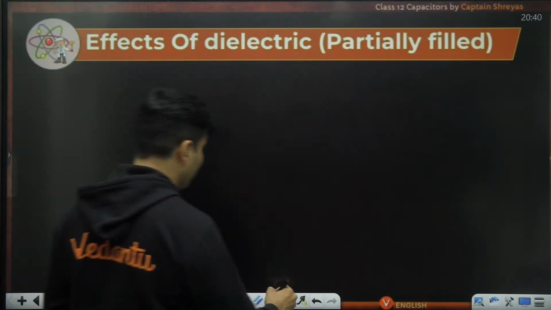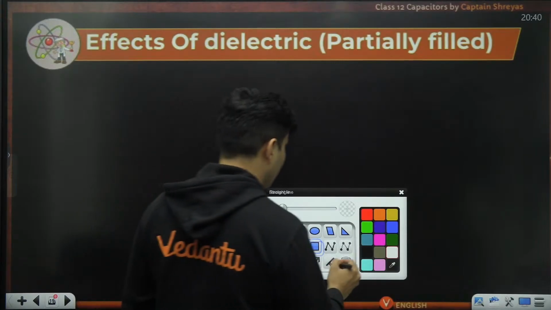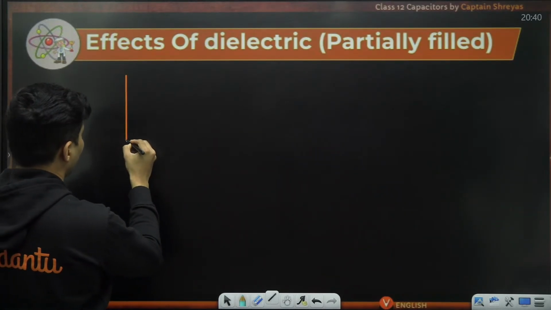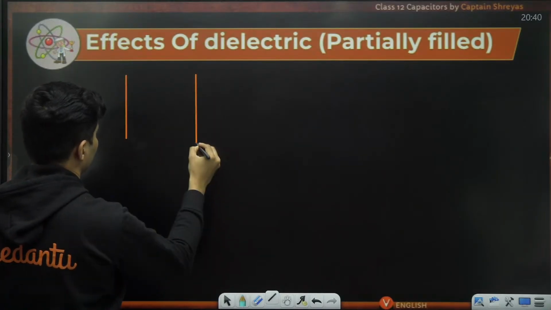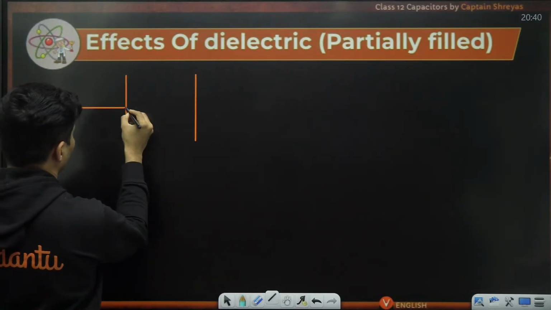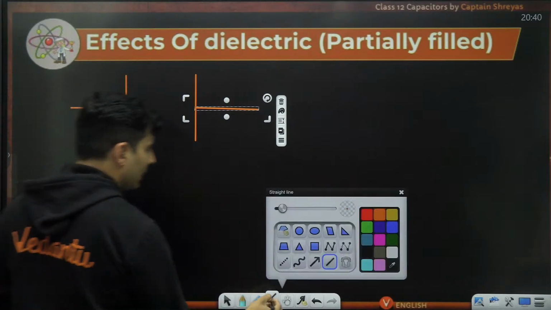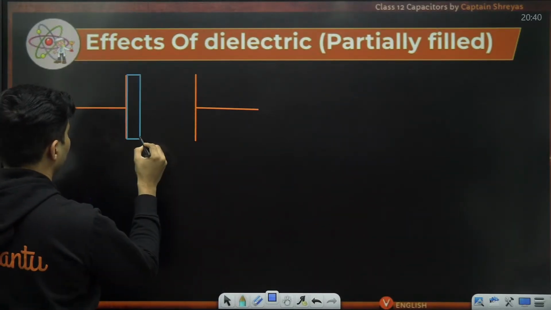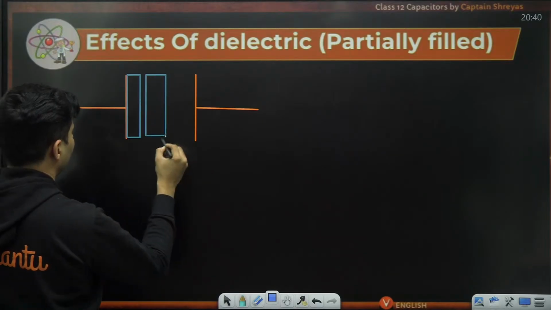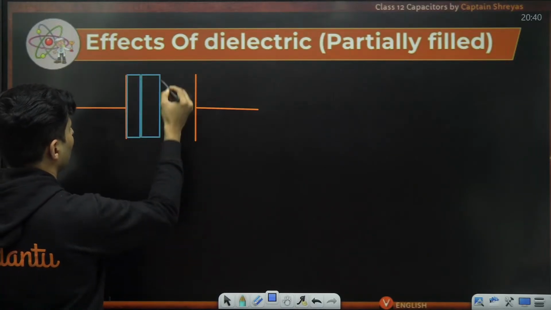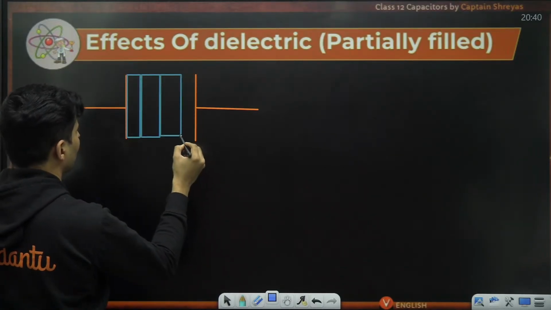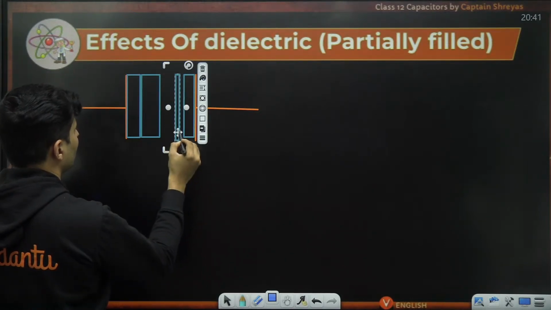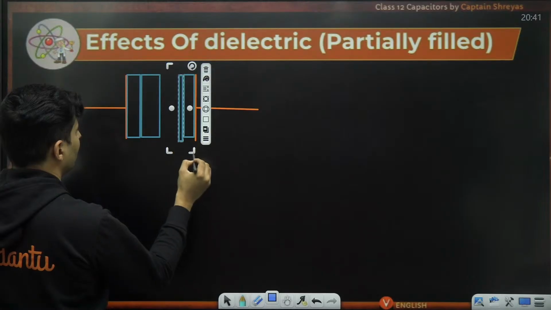So when you have partially filled capacitors, something like this, observe carefully. This is one plate. This is another plate. These are the terminals. And let's say you're filling it with different materials. Partially filled, meaning it could be different materials also. And there are some n number of materials over here which are being filled inside of it.